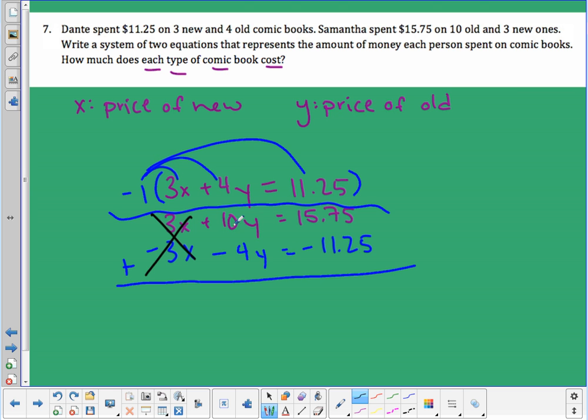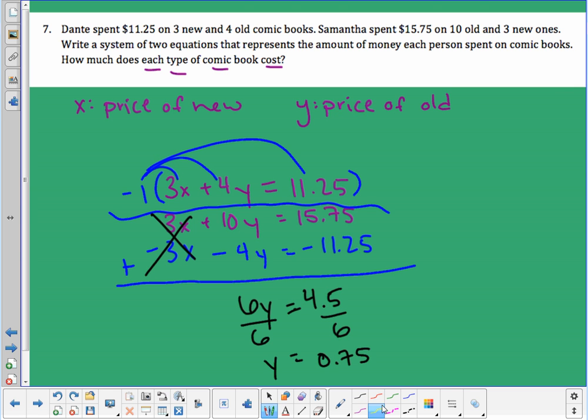And when I do that, what happens is my x terms drop out, which is what I wanted. And then I have 10y minus 4y, which is 6y. And I have 15.75 minus 11.25, which is $4.50. So I have 6y is equal to 4.5. And then I need to divide both sides by 6, and that will give me my y value. So y is equal to 0.75 after you type that into your calculator.